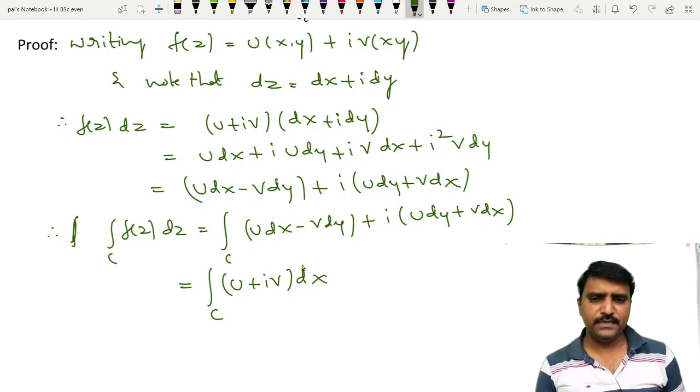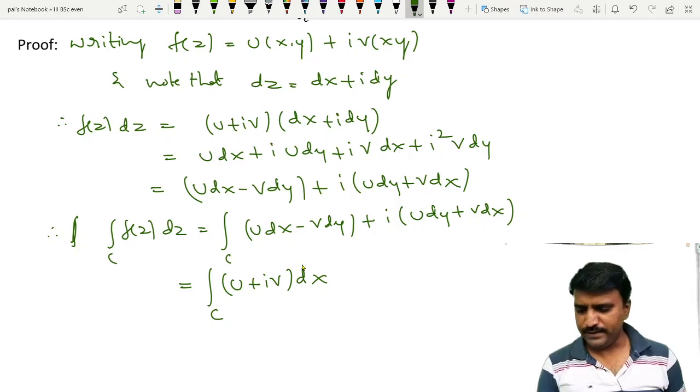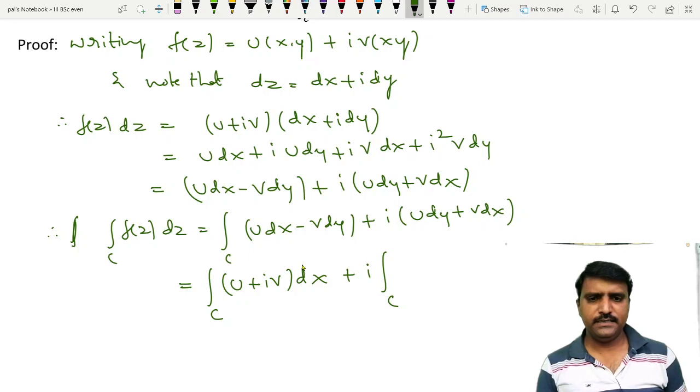From these two, you take dy as a common factor, or you can take i dy as a common factor, plus just write it is plus i into integration over C, and you just write it is the u, and this minus 1 can be written as i square. This minus can be written as plus i square. If you take i as a common factor, the remaining is (v plus iv) into dy.